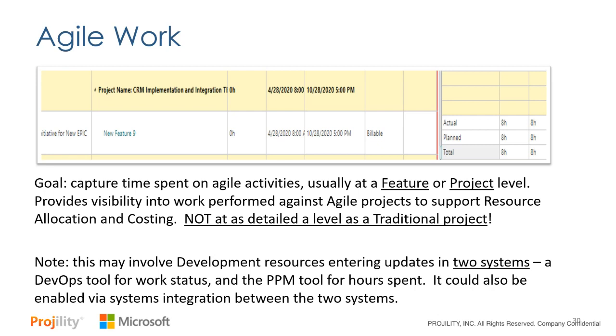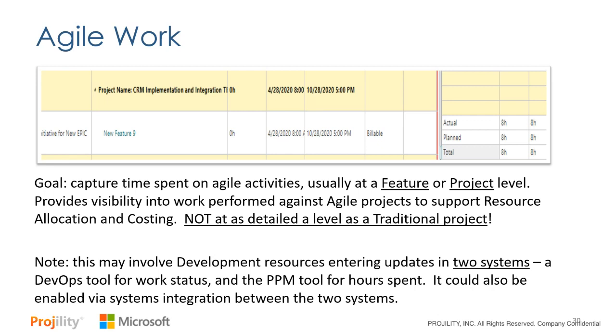So working through that conundrum is a little bit challenging, but we do have some techniques, and we have ways we can layer something on top of the system so that we can aggregate this information and see a full view of a resource's utilization, whether they're working on Agile or traditional work. So if that's a requirement, definitely reach out to us and we can talk through how we see some other organizations doing it. But the reality is you are going to have to track work at some level of detail in your Agile projects.